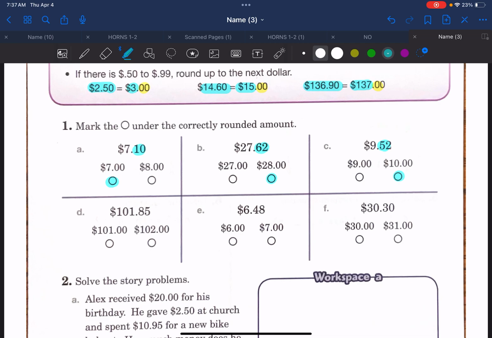So remember, when you round, you look at the cents and think about it as the cents as a whole. So 85 or 48 or 30. And if it's less than 50, you round down. If it's greater than 50, round up. If it's right at 50, round up.